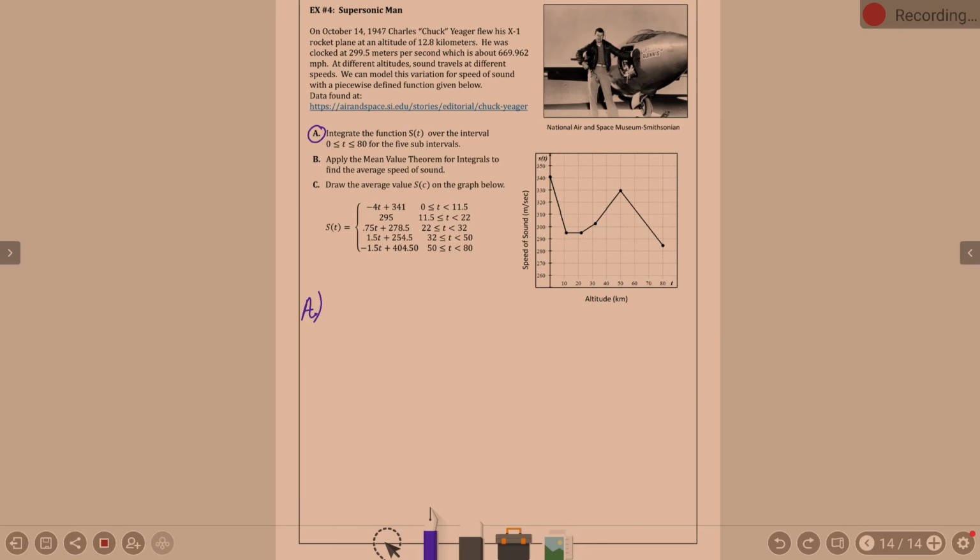Okay, A. Integrate the function s of t over the interval 0 to 80 for the first 5 subintervals. So what's the first interval? First interval is 0 to 11.5, right? And what's our function there?